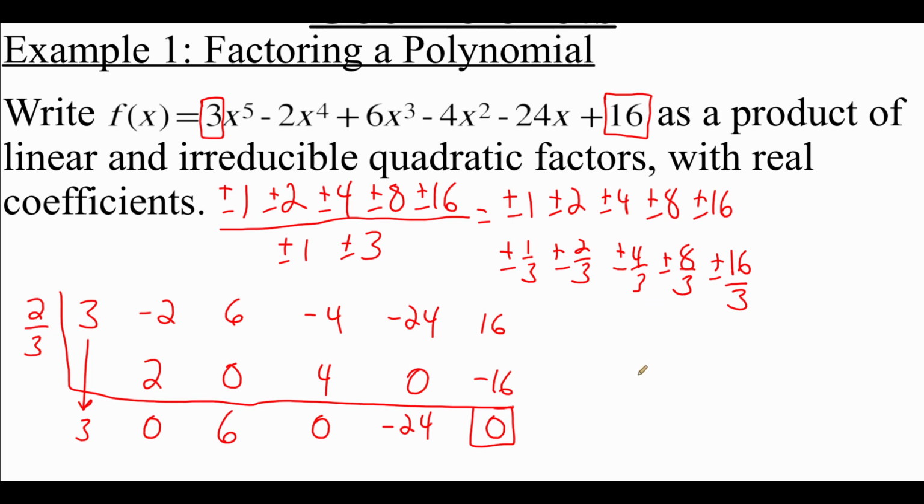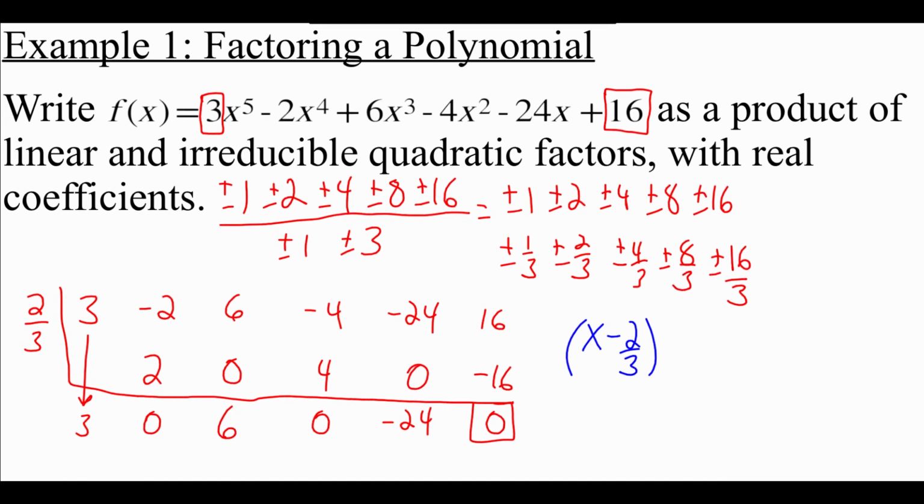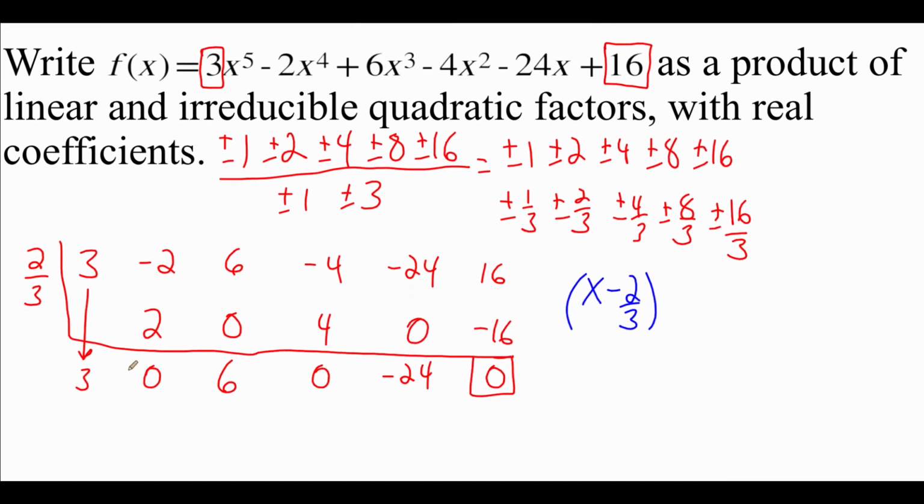Now if we're thinking about the factors, if 2/3 is a 0, that means that x minus 2/3 is a factor of our function. Now what I want to do with the leftover stuff down here is I'm actually going to put the x's back in. We started with a quintic function, a power of 5. We did one round of synthetic division, so I'm going to have to drop the power by 1. So this 3 is really on an x to the 4th. This 0 would be on an x cubed. The 6 is on an x squared. This 0 would be on a plain x, and then this negative 24 on the back end is my constant term.